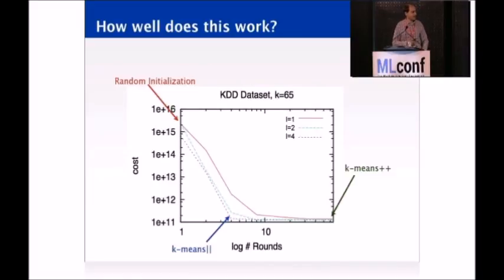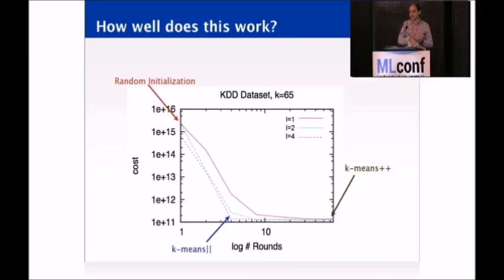Here's an example on real data that we looked at. What am I doing here? I'm saying, how many rounds of initializations do I run? If I do my whole initialization in one round, this is all the way on the left-hand side. This is your random initialization. The y-axis is cost, the x-axis is how many rounds. If I do exactly as many rounds as I need centers, this is k-means plus plus, what I talked about to begin with.